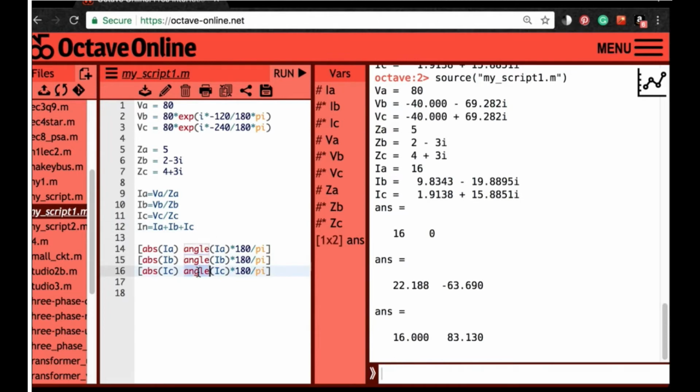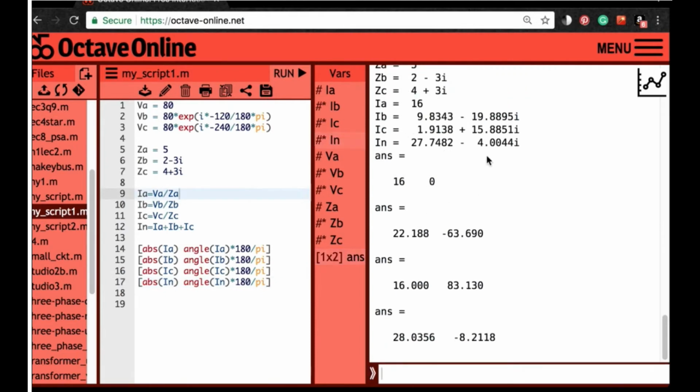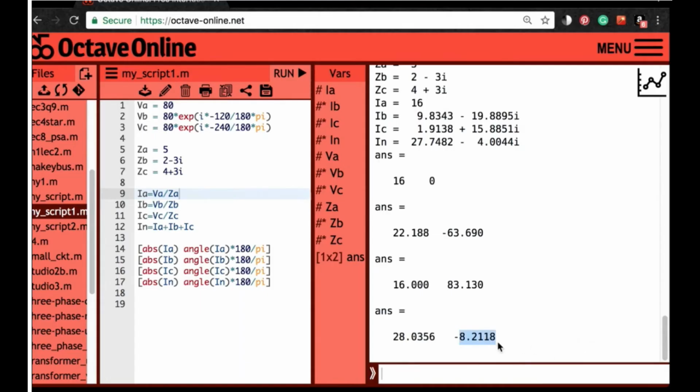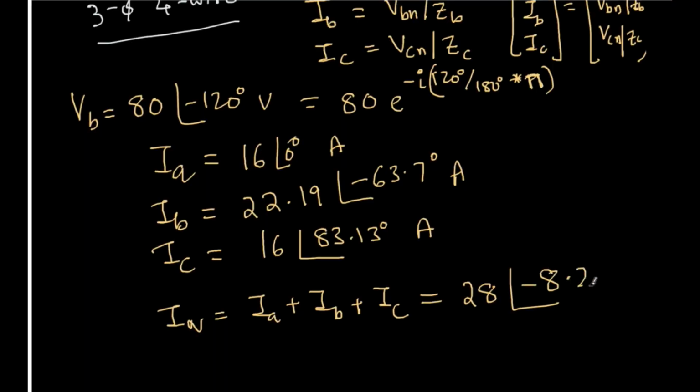And similarly, while displaying the solution, let me get the absolute value of IN and the angle of IN. So after the program is executed, now I finally get 28.03. I can round it off to 28. So this is the magnitude and this is the angle in degrees for the neutral current. So which is 28 amperes and at an angle of minus 8.2. Thus we have this system where the neutral is carrying some current.